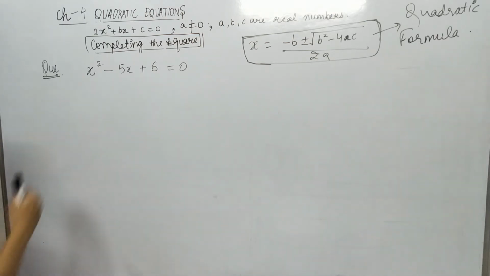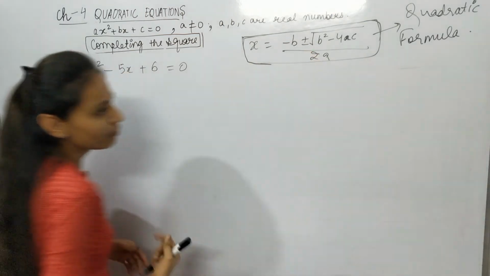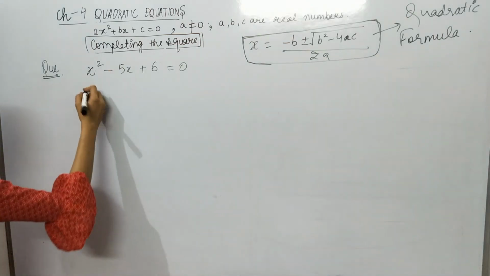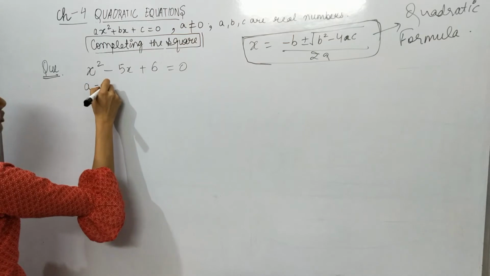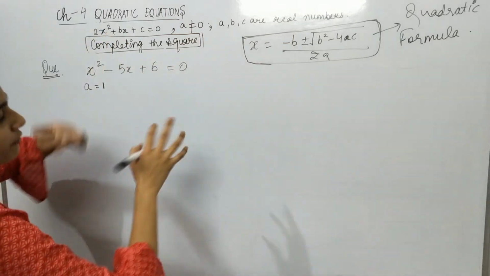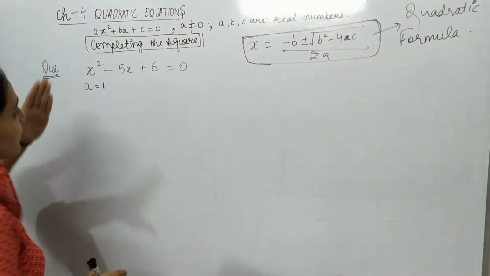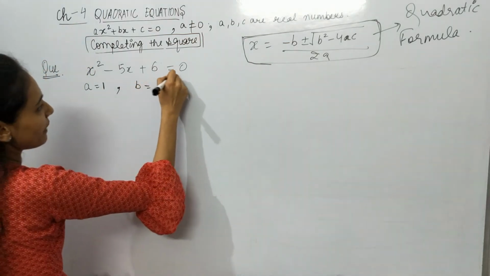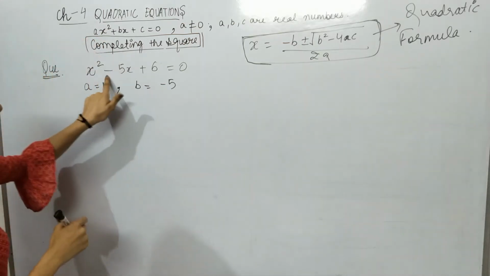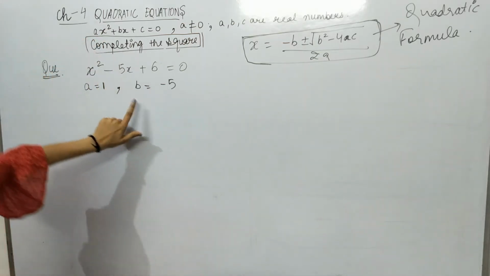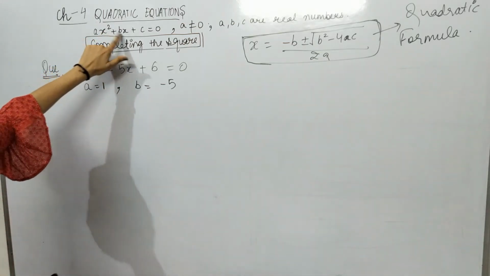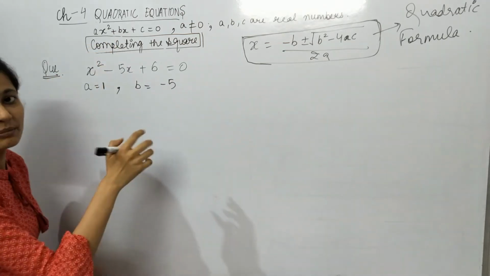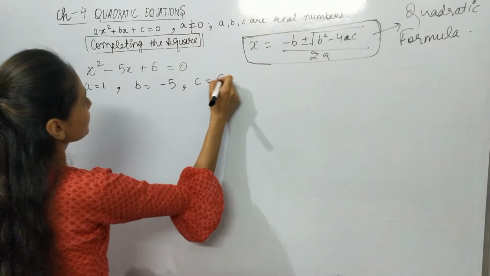Now we will do the same quadratic equation by quadratic formula and see that the roots will come out to be the same. We can use the quadratic formula also. So what we have to do here is compare this quadratic equation with the general form. Here a is equal to 1, b is equal to minus 5. We have to take signs also with this a, b, c because here this is positive, so b will be minus 5 to get negative here. So a is equal to 1, b is equal to minus 5, c is equal to 6.